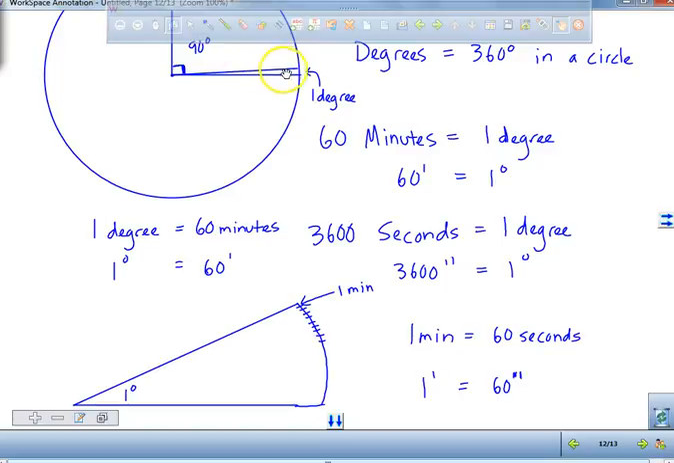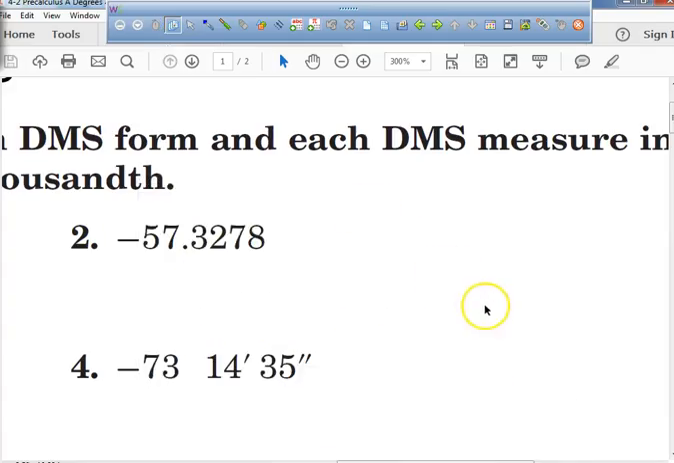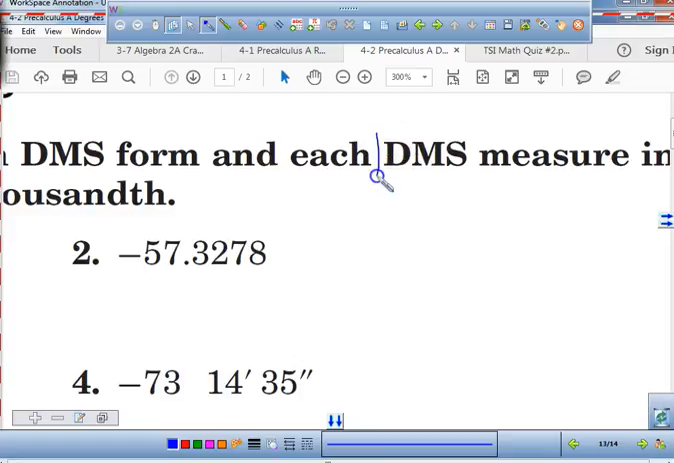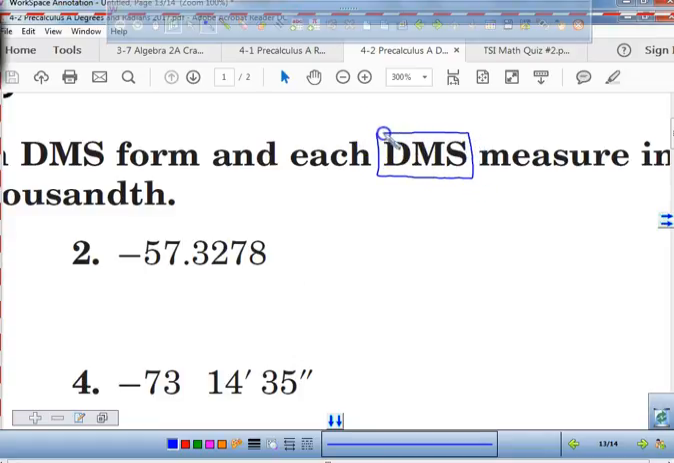So right here, this part, that's 1 degree. Within that degree, there are 60 minutes. Within that 1 degree, there are also 3,600 tiny little seconds. So this is the concept that we're going to be working on today. So knowing all this, we are going to work on problems. Now, by the way, when it says DMS on your paper, this is not a disease. Okay? DMS is not a disease.